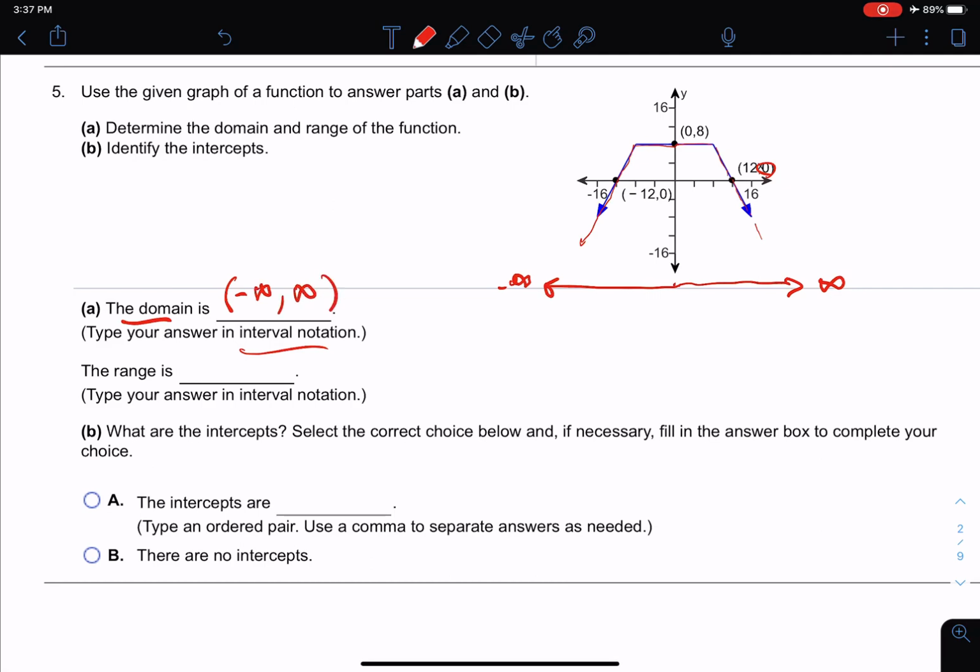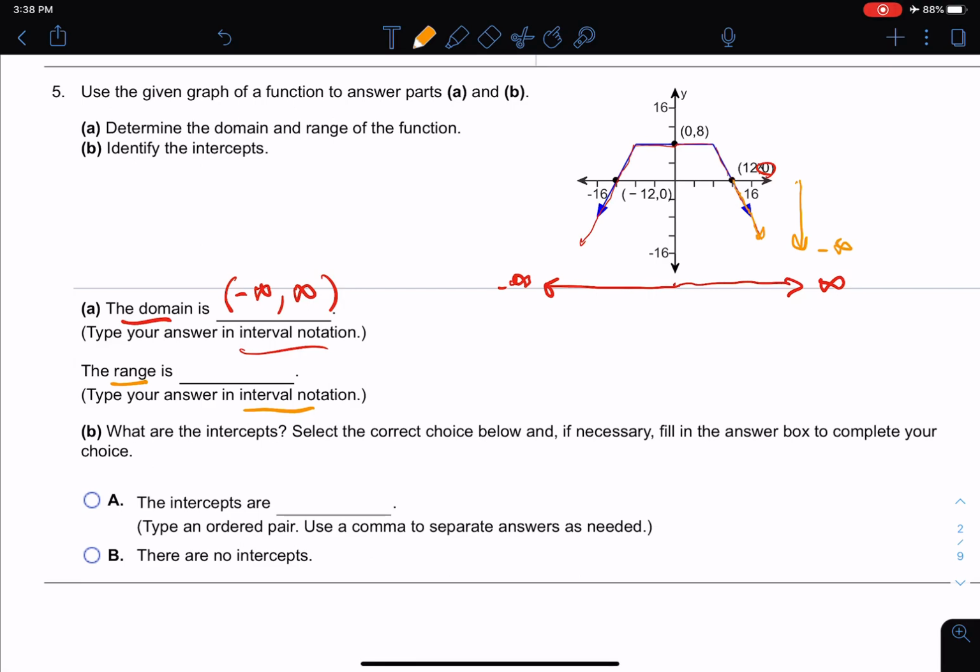Now we want the range, and remember range happens to be the y values, which is up and down. Now, when you're doing interval notation, because they're asking us to write the answer in interval notation, you always write the smallest y value first and then the biggest. Okay, so if I start at 0 for y, you can see because of these arrows, it's going down forever, ever, ever. So this is going down to negative infinity.